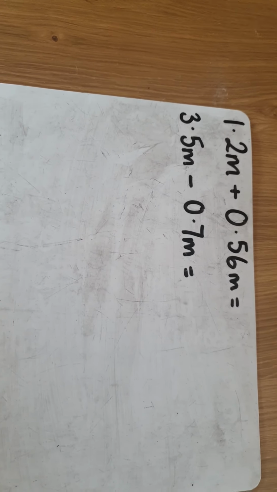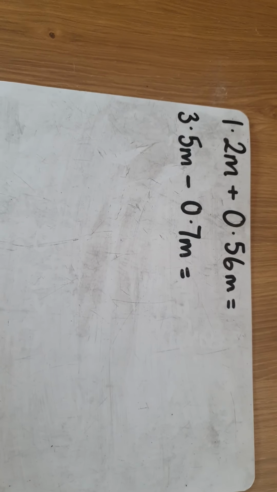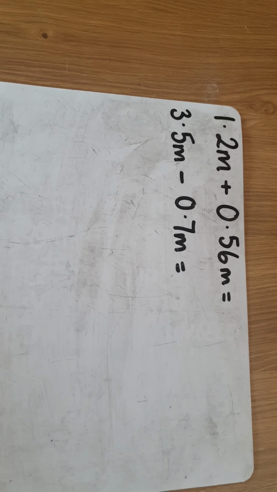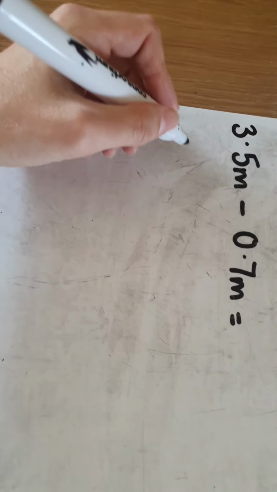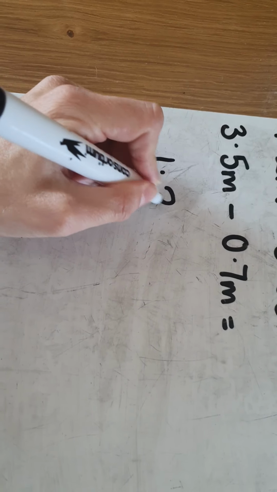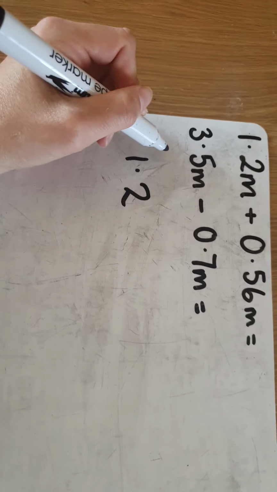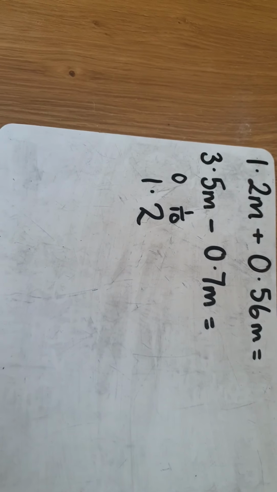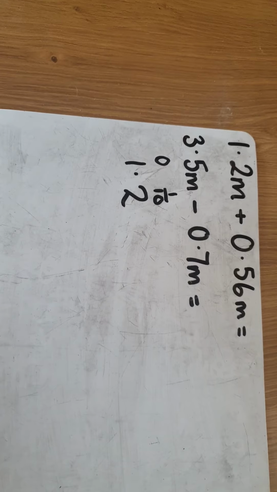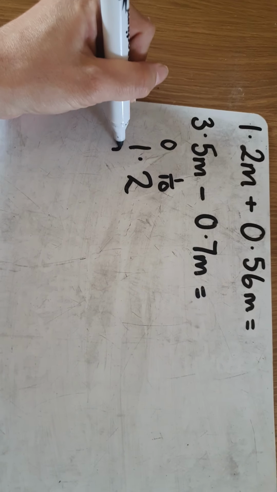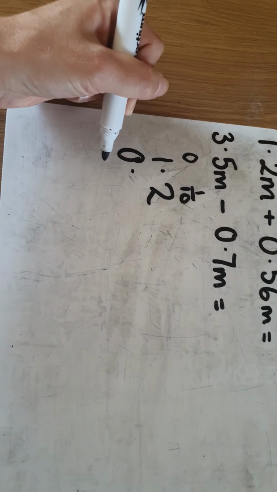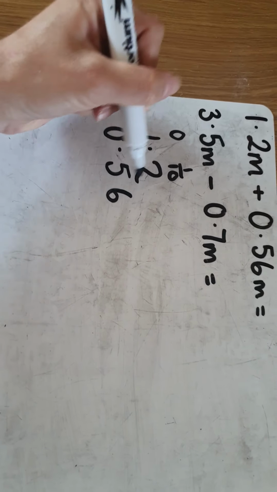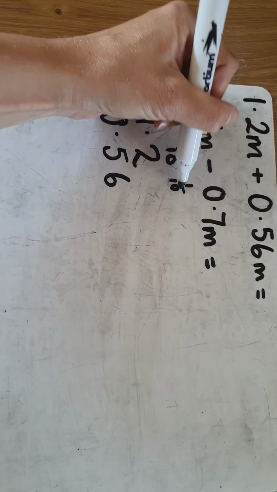So it might be a question such as, I have 1.2 meters of ribbon, and my friend gives me 0.56 meters of ribbon. How much do I have in total? So you can write this in column addition. So 1.2, so you've got your ones column, you've got your tenths column, okay? And then you need to add 0.56. So 0 is in your ones column and your decimal point, and you can see they go underneath each other. You've got 5 tenths and 6 hundredths.